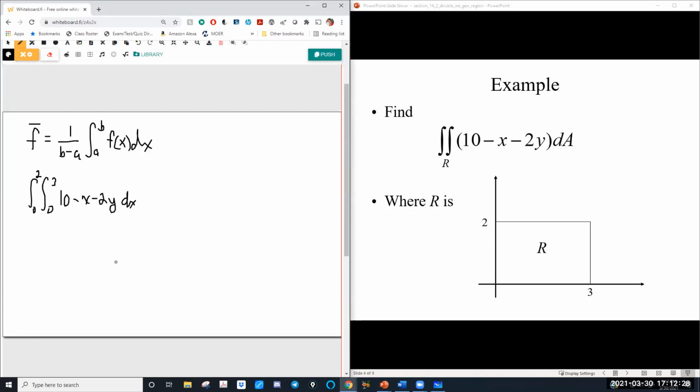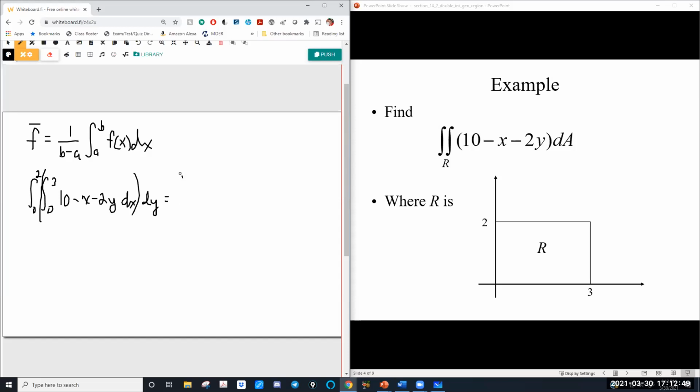This one's not a bad one. We'll go ahead and do it for a little bit of practice. So first thing you do, oops, we need a dy in there, excuse me. So first thing we do is we do the inside integral first, which means we're integrating with respect to X.